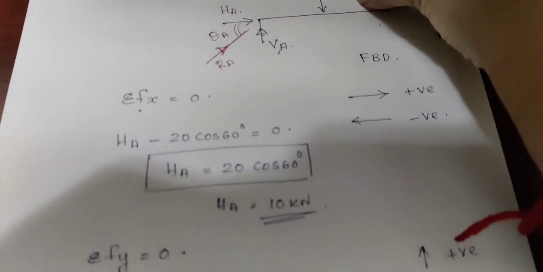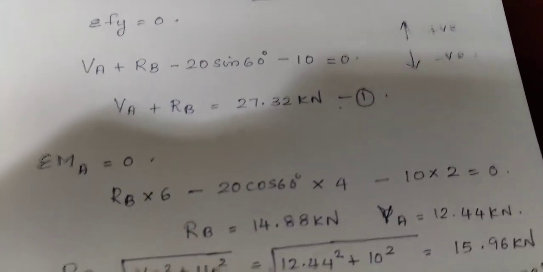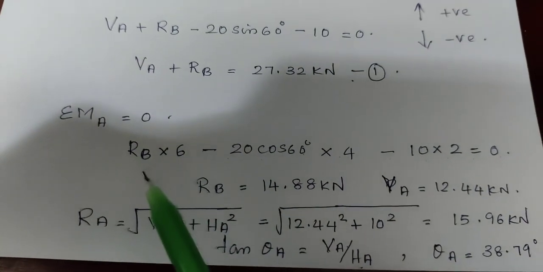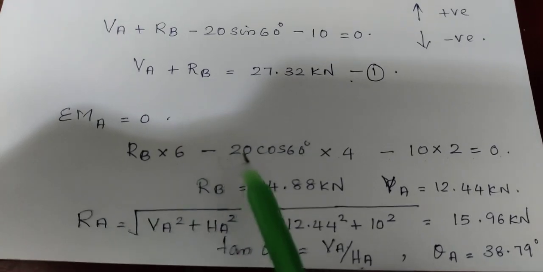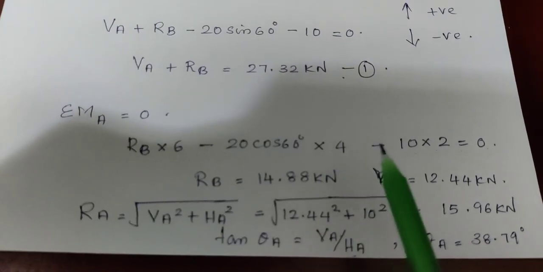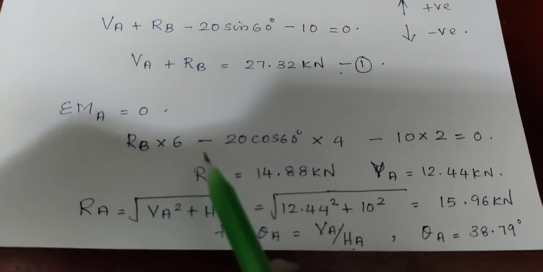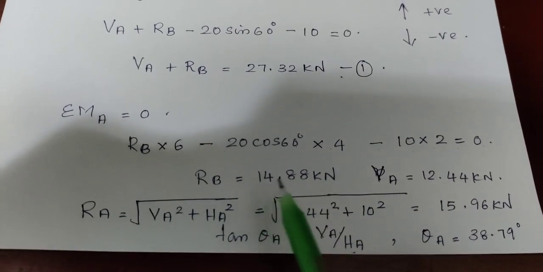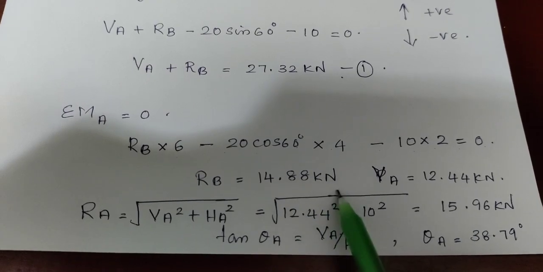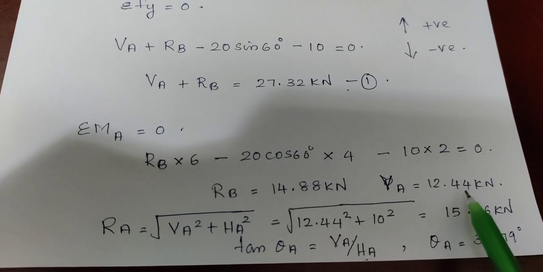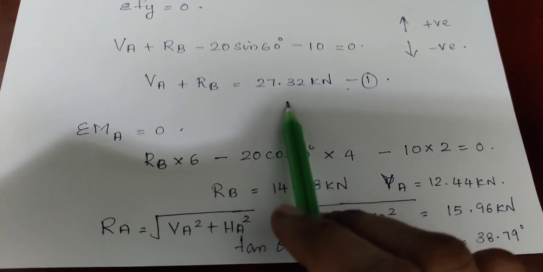Now we can substitute in the equation. Sigma moment about A is equal to 0. So RB into 6 minus 20 sin 60 into 4 minus 10 into 2 is equal to 0. From this equation, RB is equal to 14.88 kilonewton. Then VA is equal to 12.44. You will get the value from the first equation.